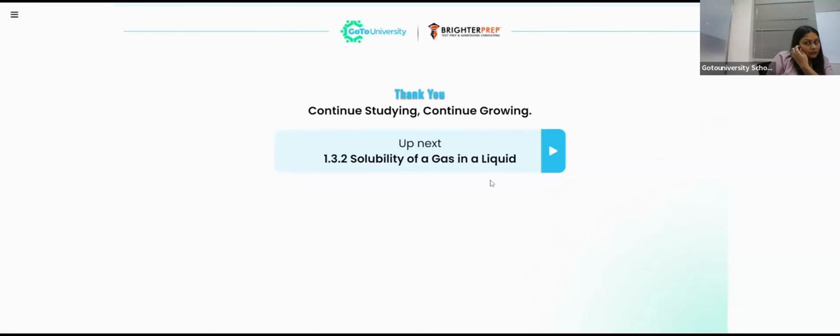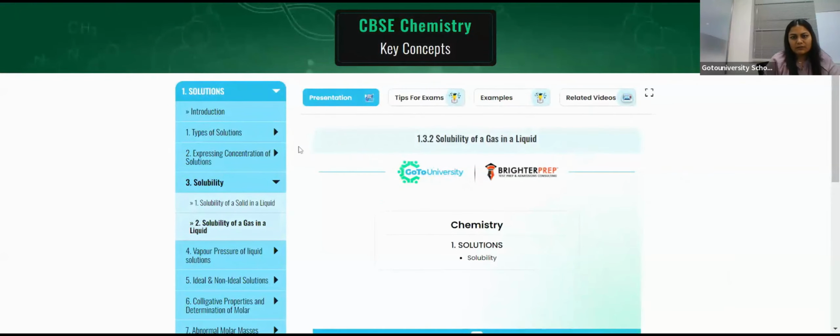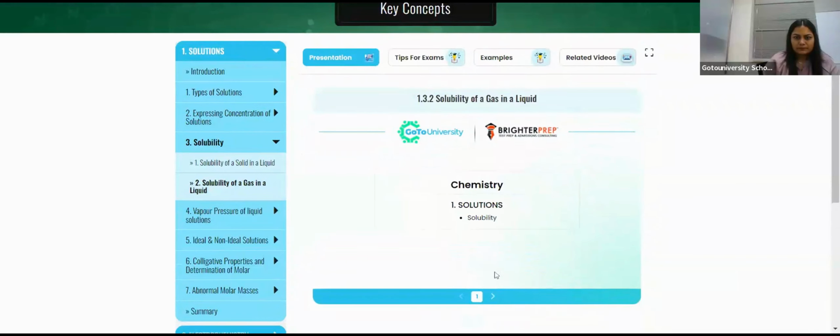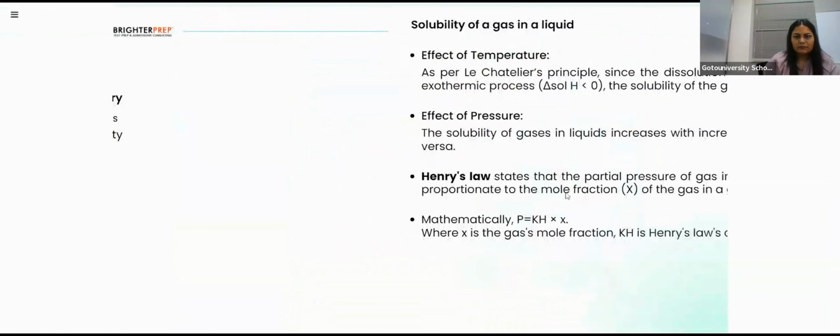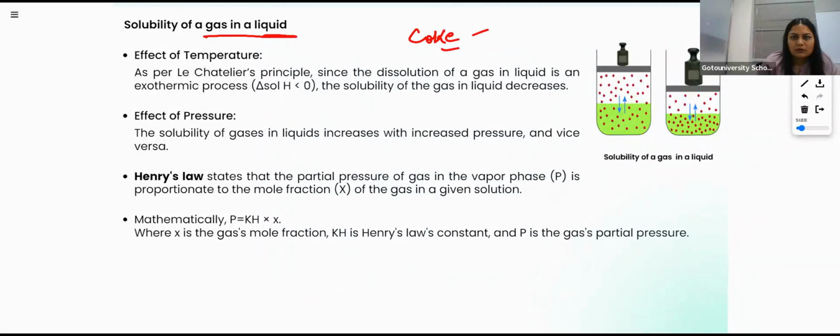Right. So let us quickly look over to the next topic, that is solubility of gas in the liquid. I think which will be the last topic for today. Solubility of gas in liquid, where we are dissolving gas in a liquid. Can you give an example for this? Gas in a liquid, that is Coke. Coke is liquid, and what gas is present in it? Carbon dioxide gas, that is mainly present in it.